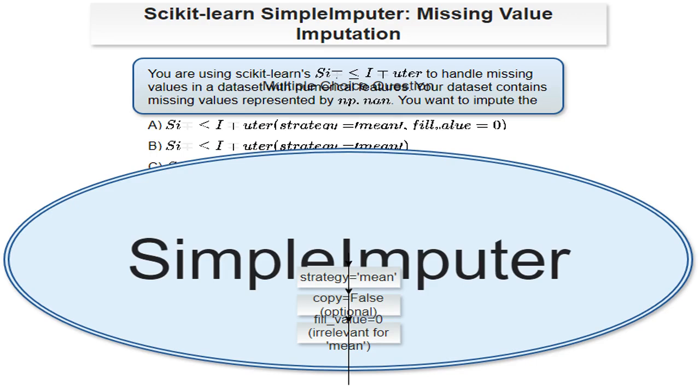Here, I'm showing you an optional parameter. Setting copy to false means I'm instructing SimpleImputer to modify the original dataset directly, instead of creating a copy first. This saves memory, but it also means you're changing your original data.